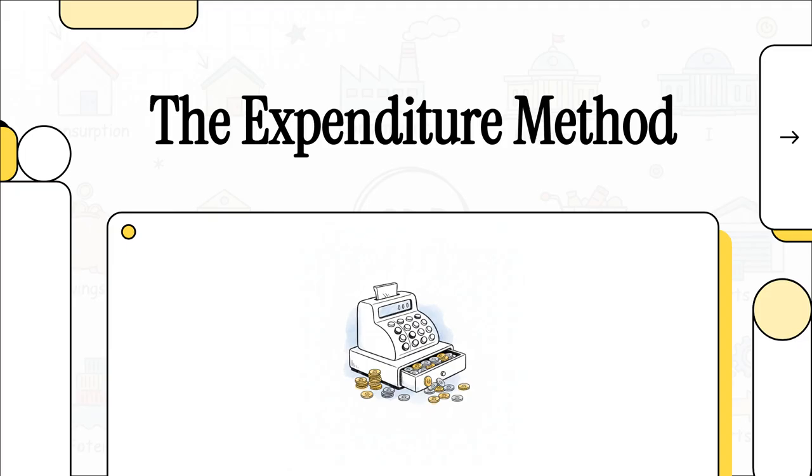Today, we're putting on our macroeconomic strategist hats to measure the pulse of the entire economy. How? By tracking total spending. We are tackling an absolutely foundational concept for your grade 12 SISC macroeconomics, the expenditure method. We're literally going to track every single rupee flowing through the economy to figure out our national income. So, let's dive right in.